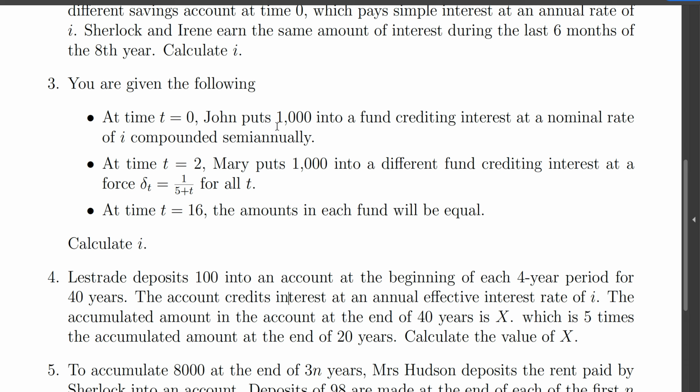So in this problem, John has $1,000 and he's earning interest at a nominal rate of i compounded semi-annually. And then we're interested in the amount he has at time equal to 16. So let's try to find what John has at time 16 first. So he starts off with $1,000 and then he's earning compound interest compounded semi-annually, and this is the amount that he has at time 16.